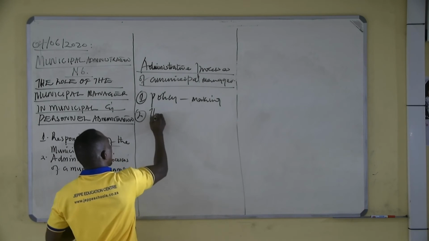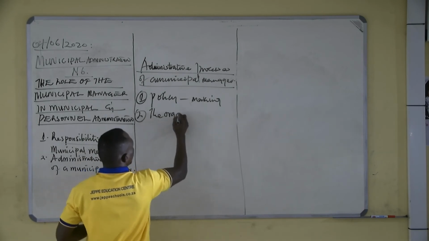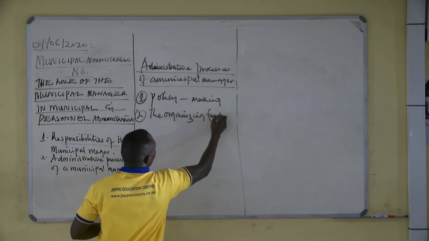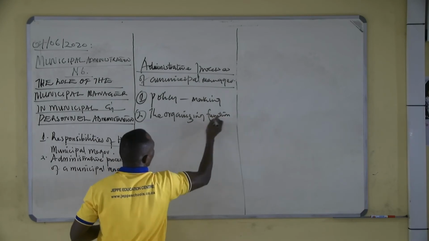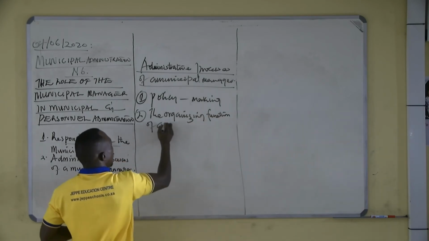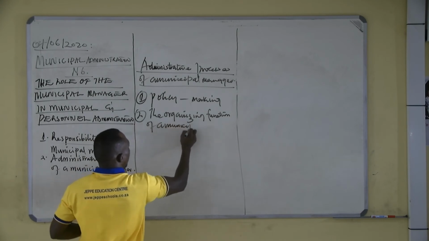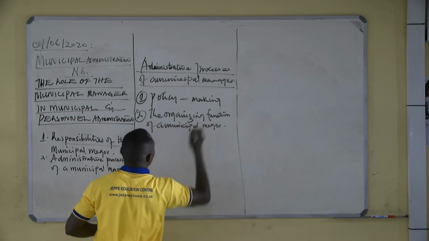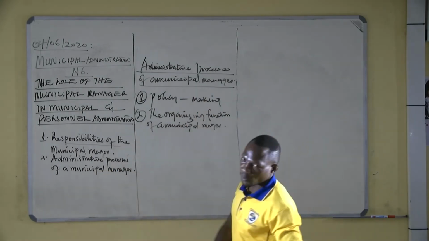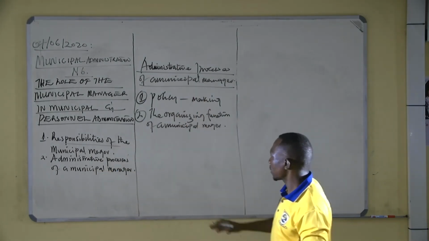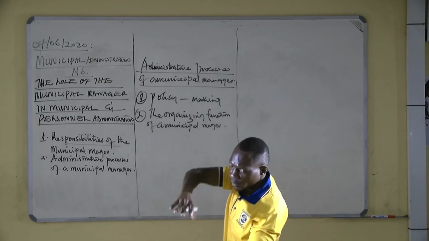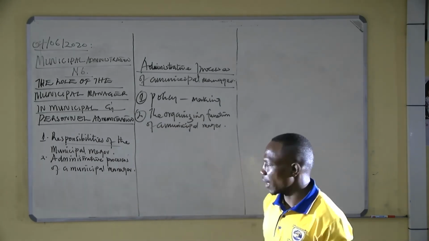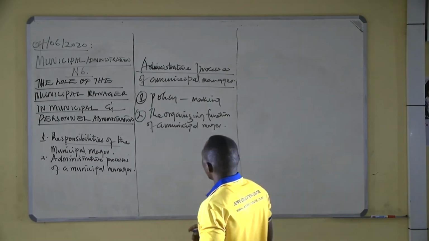And the second one that we shall look at is the organizing function of a municipal manager. These are 2 out of the 6, so there's supposed to be 6. Now let us look at 2 and leave out the other 4, which we shall look at in the other sessions that I'll get back to you.